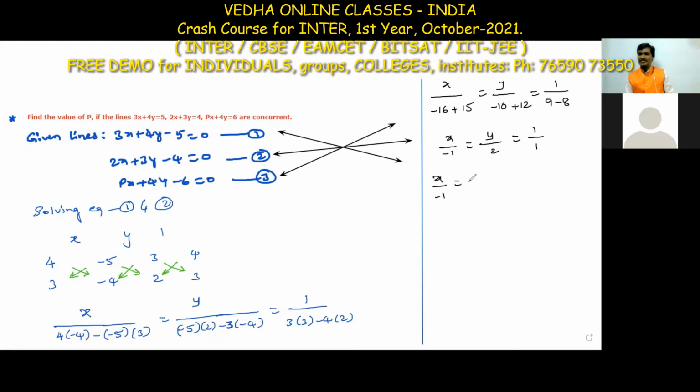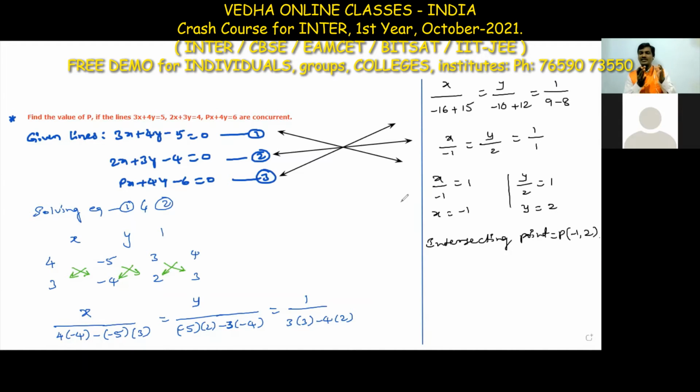So x by minus 1 is equal to 1 and y by 2 is equal to 1. Okay, so x is equal to minus 1 into 1, which is minus 1, and y is equal to 2 into 1, which is 2. What is the intersecting point here? The intersecting point of concurrency, the intersecting point of equation 1 and 2. Here I am considering the intersecting point as P, that is minus 1 comma 2.